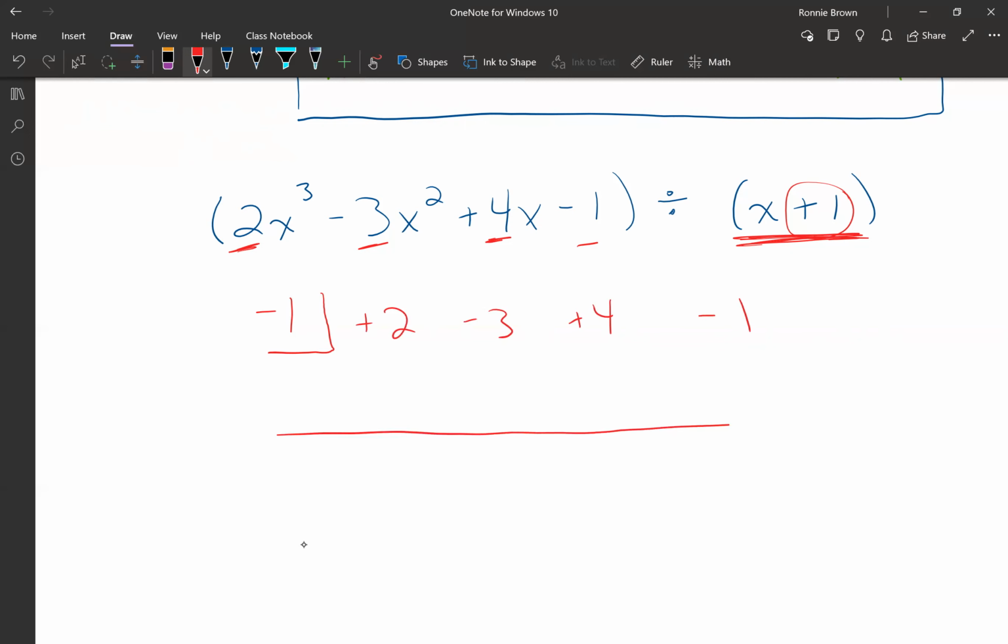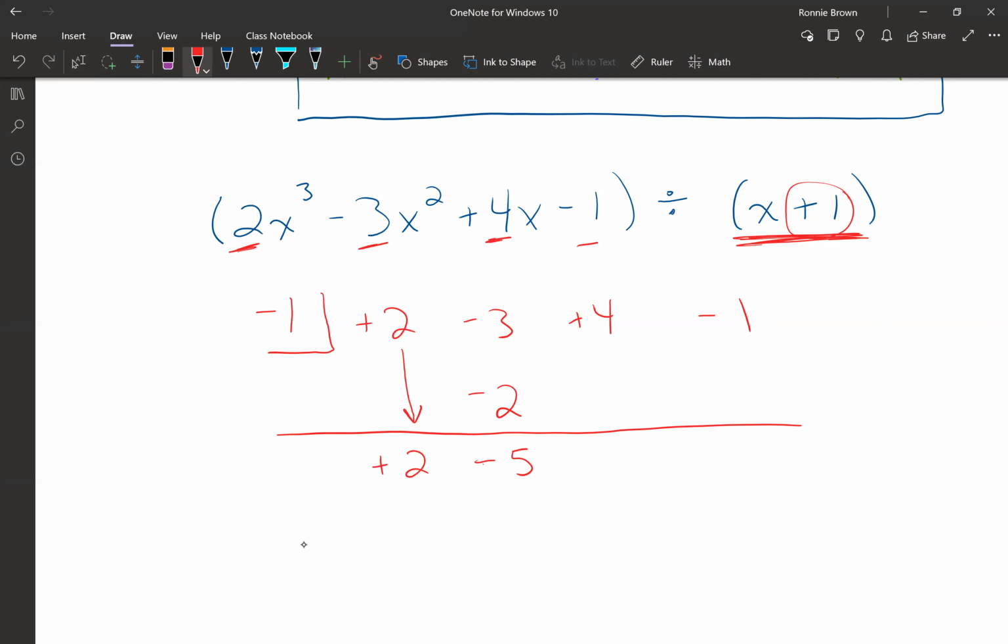And then we draw our line. As we mentioned in the previous problem, the first step is to always bring down that first value all the way down below the line. And then anything below the line gets multiplied by what's in your box. So positive 2 times negative 1 is negative 2. Negative 3 and negative 2 added together, right? Because what's above the line gets added to what's below it to make a negative 5.